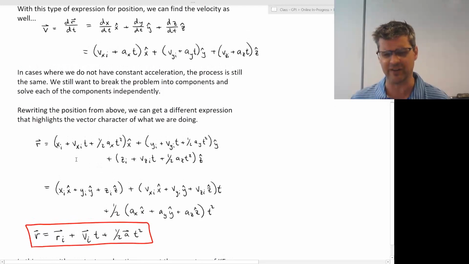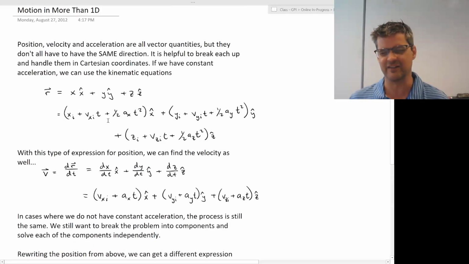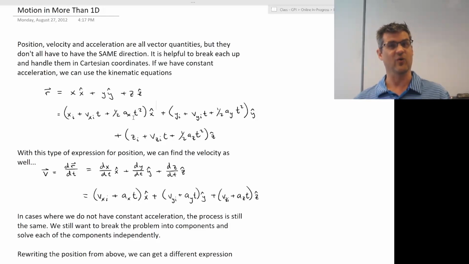But really what I wanted to highlight is this behavior right here, in particular. It turns out that if we have cases of constant acceleration, each of these components is working independently of each other. There's nothing about what's going on in the x direction that impacts what's going on in the y direction or the z direction, except for time. Time is the only variable that shows up in each of these expressions. And this is going to be our link to something called projectile motion.